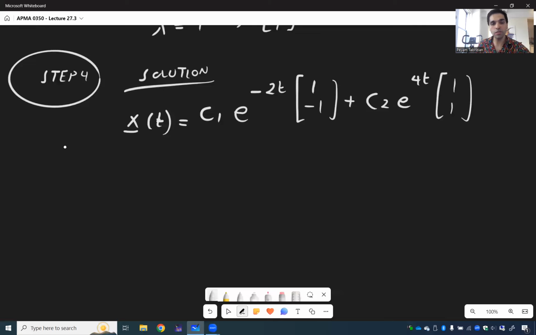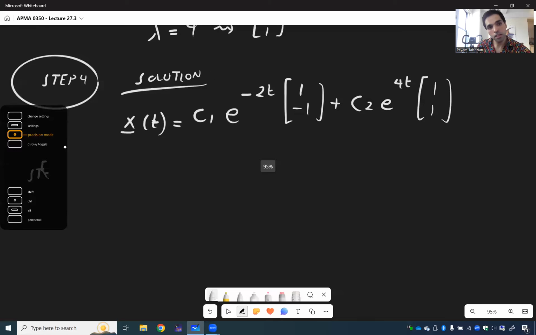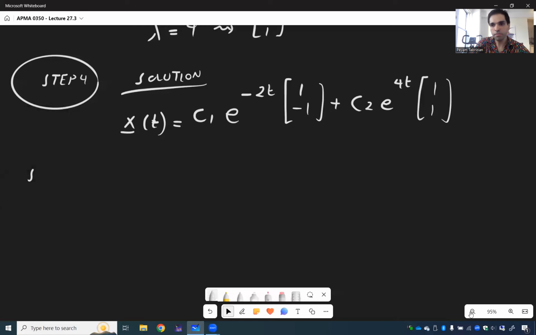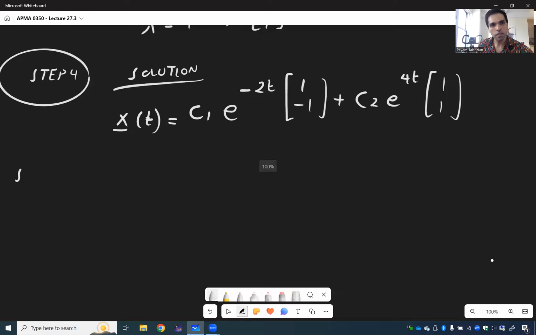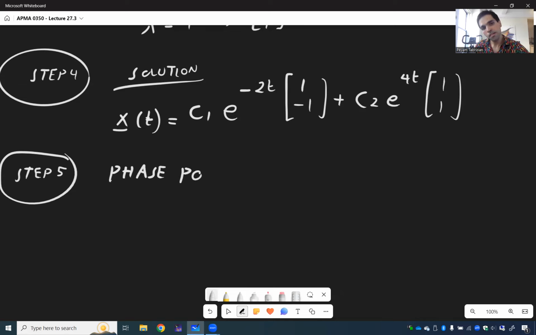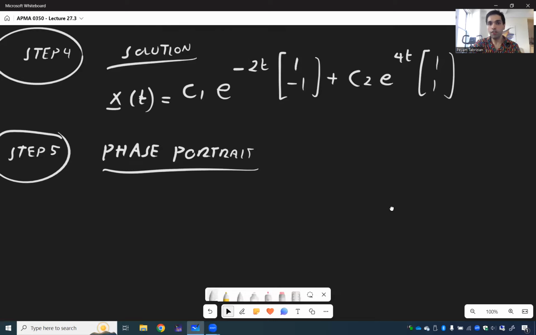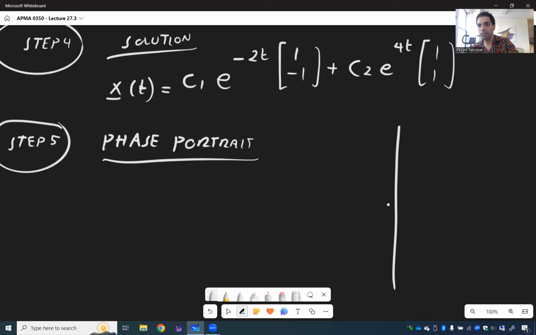Okay, and how do you draw the solution with a phase portrait? So this is done in stages. Step 5, phase portrait. It's literally like a profile picture. So first of all, it happens on the plane. So you have your two axes. And you see the eigenvectors, they're becoming your new axes.